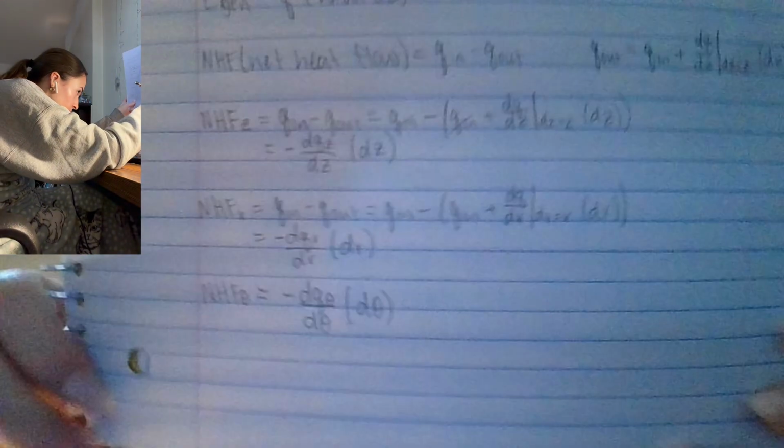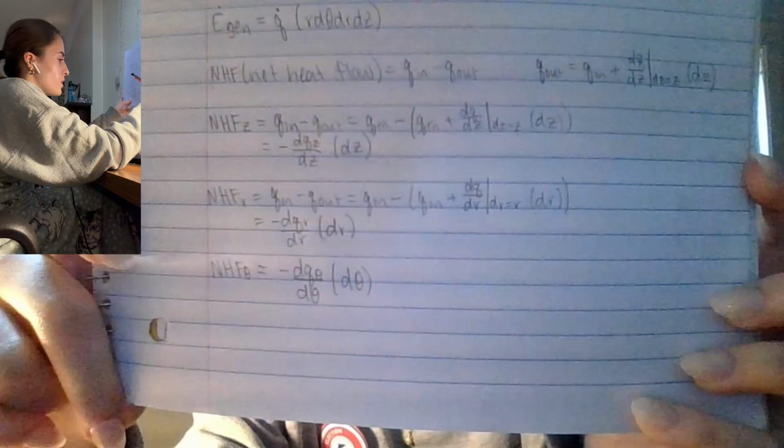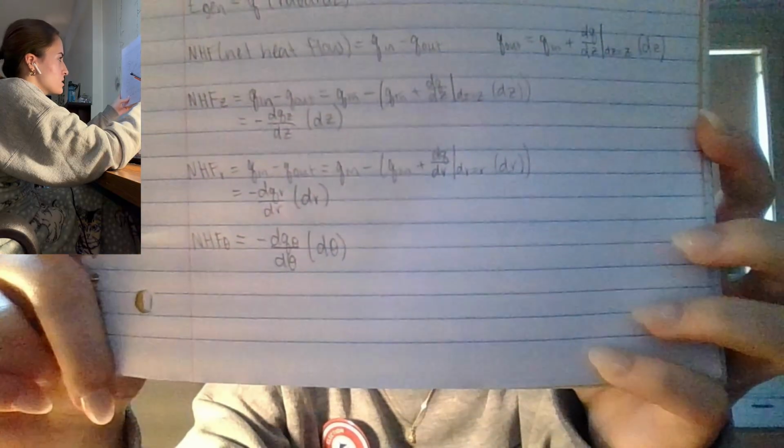It simplifies the exact same way, so our net heat flow in the r direction is negative dq r over dr times dr. And then same thing for our theta. I'm just going to go ahead and skip all the math and go straight to the final answer, which is negative dq theta over d theta times d theta once again. So these are the three equations that we have for our net heat flows in all three directions.